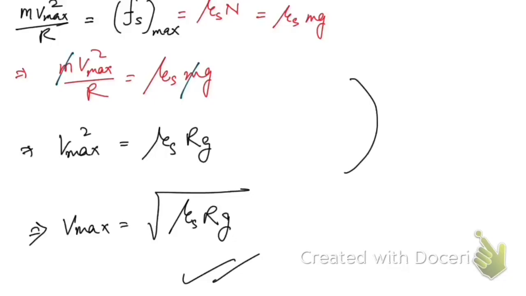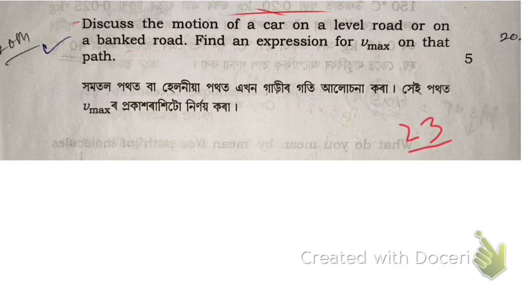Now what if the outer edge of this curved road is raised, if one side, this outer side, is raised? That means we are going to discuss the banked road. So what is a banked road? Now you see, let me insert a picture here. Here you see this outer edge of this curved road. This is a curved road. This outer edge is raised up.